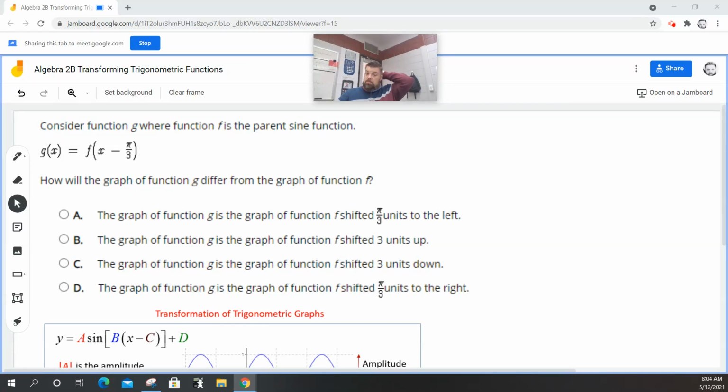Okay, so this one says consider the function g where f is the parent sine function. How will the graph of function g differ from the graph of function f? So we've got to look at this right here.